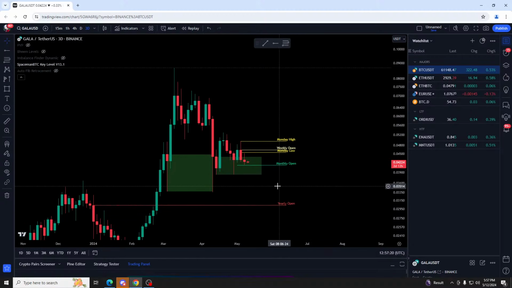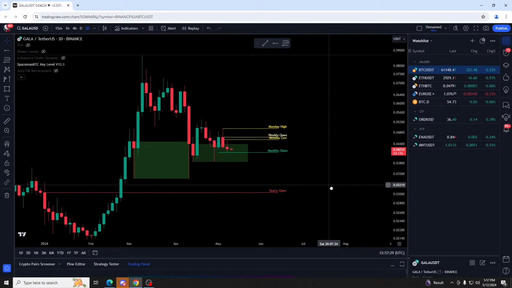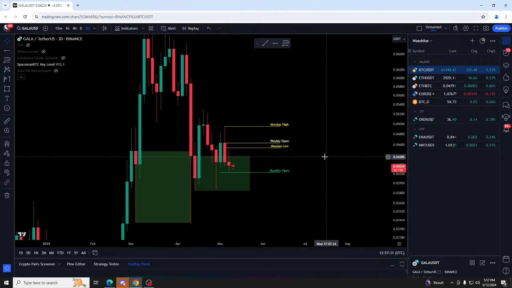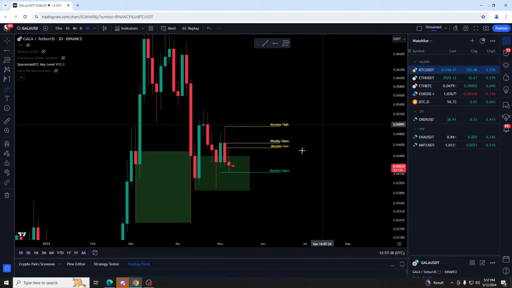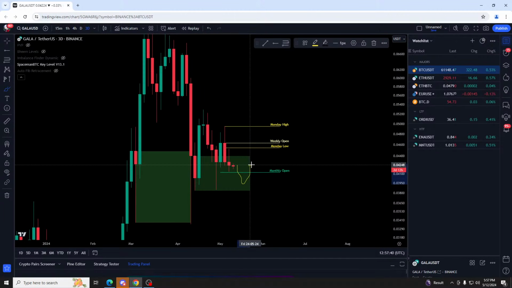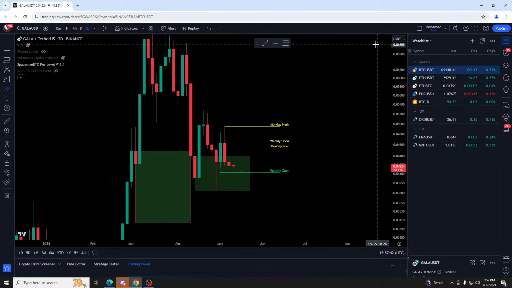Okay, this is the 3-day demand, and then there's a 3-day demand here as well. Completely swept, and it's currently above the monthly open. And BTC is also at the monthly open. So yeah, Gala can move up from here, or you can do something like this, a sweep of the monthly open, then the reclaim long as well.